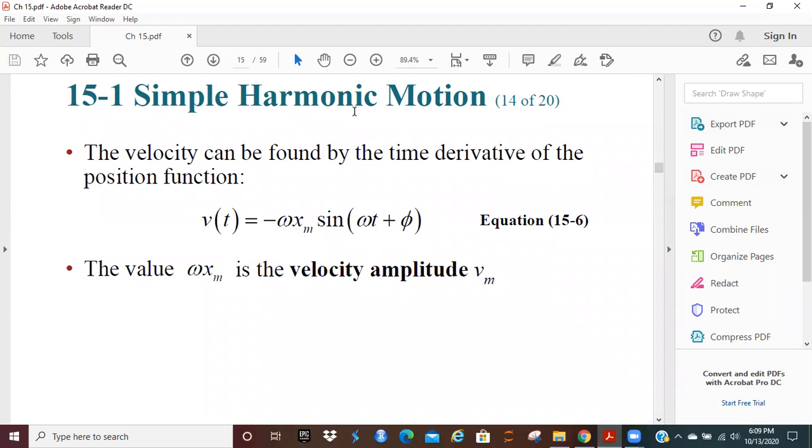So if you take the derivative of that particular function, you're going to find the velocity, and the velocity is going to be equal to minus omega x sub m, the angular frequency times the amplitude, times the sine of omega t plus phi. And the value omega x sub m is going to be the velocity amplitude, or v sub m. This is going to be the maximum value, plus or minus, that it's going to be away from 0.